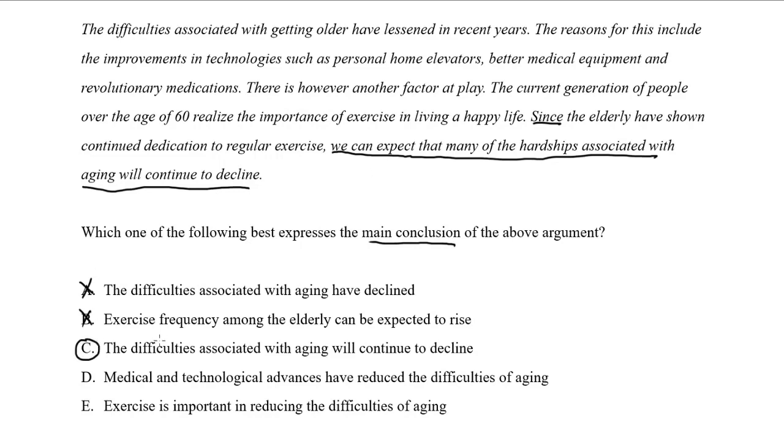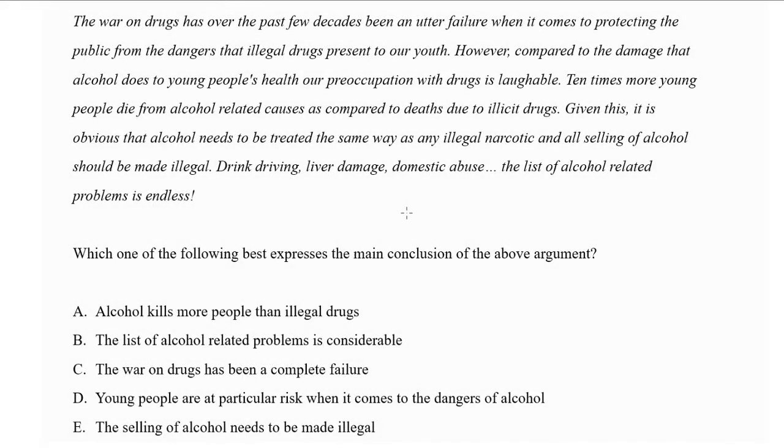Now, obviously, if this was the IMAT, you wouldn't bother with D and E, you just move on, but I'll do them anyway. Okay, so D, medical and technological advances have reduced the difficulties of aging. No, that's not the conclusion. E, exercise is important in reducing the difficulties of aging. No, that's not what they're trying to convince us of. This is what they're trying to convince us of. This is just a fact. So no, it's not going to be E. The answer is C.